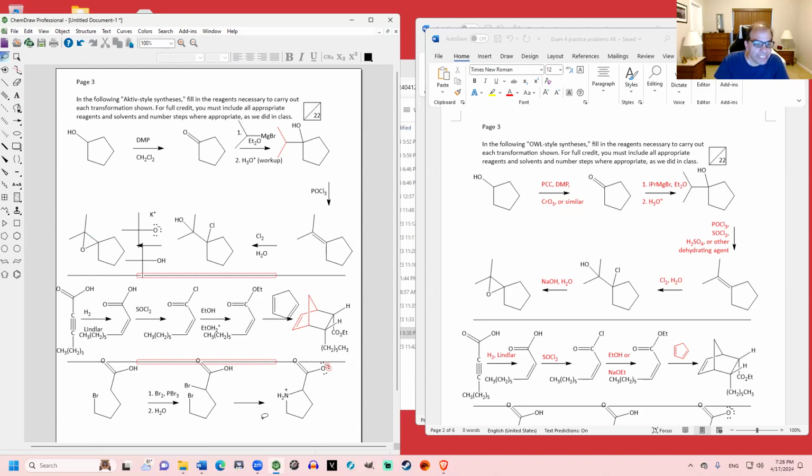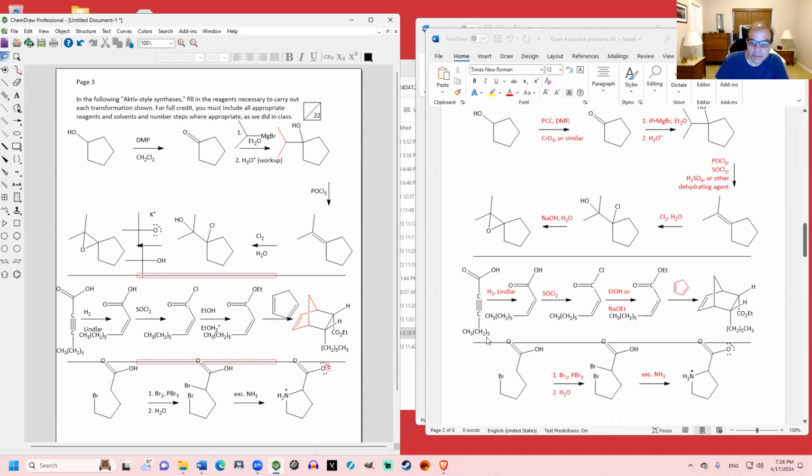And then we need to get a nitrogen in there somehow. A nitrogen to do an SN2 reaction on both bromines and close the 5-membered ring. This is proline, by the way, one of the amino acids. And I think excess ammonia would do that. You need an excess because it's an acid and you need a base to deprotonate the acid. So that's how to complete those syntheses.